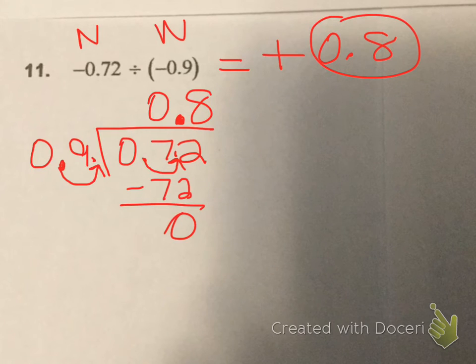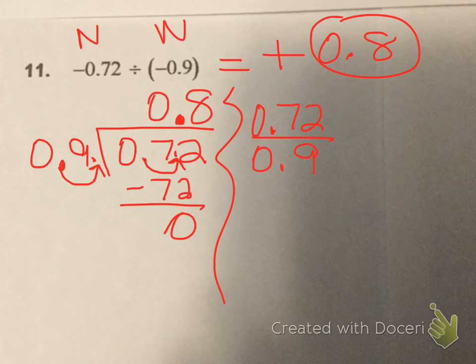Now, you may also see problems like this written. I'm going to forget the negatives now because it doesn't matter. We already know my answer is positive. Okay? And what you could look at this as, you can't leave decimals in a fraction. Okay? And this also means division, doesn't it? So what I could do is move the decimal out of here. If I move the decimal to the right 2 times, I now have 72. If I move the decimal to the right on my numerator, I have to do the same on my denominator. So I have 72 over 90.